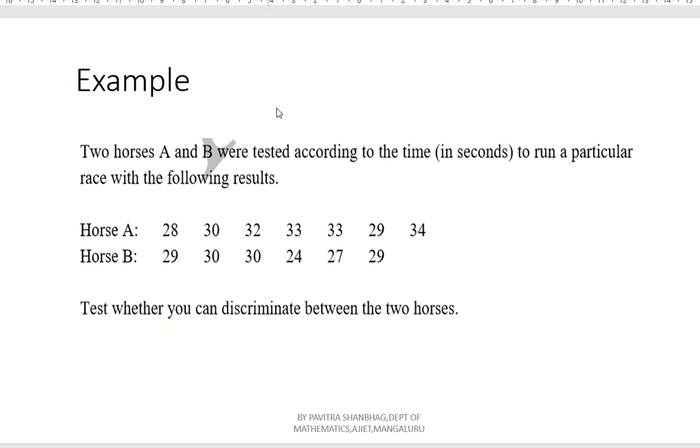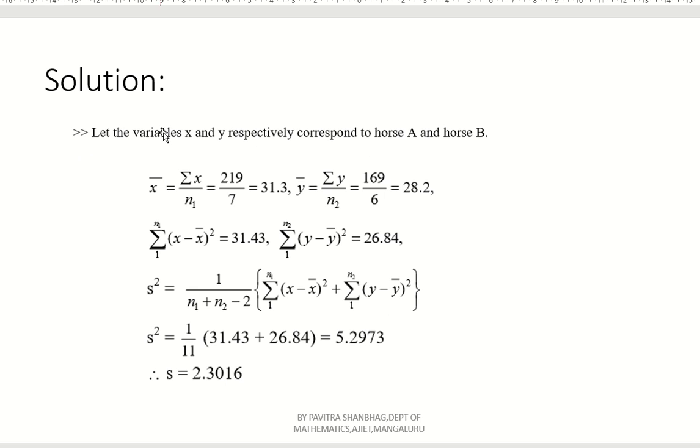Okay. Now two horses A and B were tested. Again here same case, there are two different data sets. So the formula you have to take is x bar minus y bar, or here A bar minus B bar, like that, to run a particular race with the following results. Horse A they have given like this, horse B given like this. Test whether you can discriminate between the two horses. This is a very important sum. See here, first let the variables x and y correspond to horses A and B respectively. What is x bar? That is summation x by n1. And what is y bar?